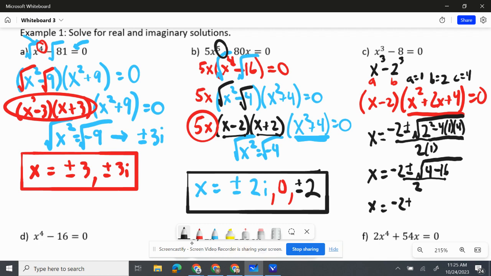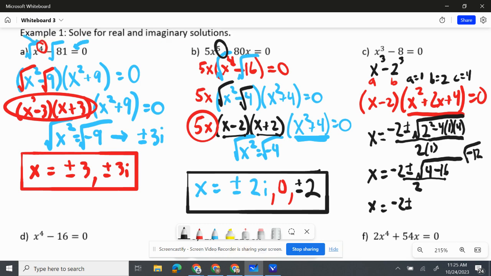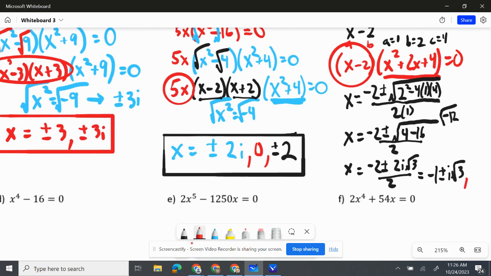And negative 2 plus or minus, that gives me a negative 12. And negative 12 can simplify into plus or minus 2i square root of 3 over 2. So when we divide it by 2, we're getting negative 1 plus or minus i square root of 3. Now, we also have the opposite, which is the 2. So that means that my other answer is a 2.